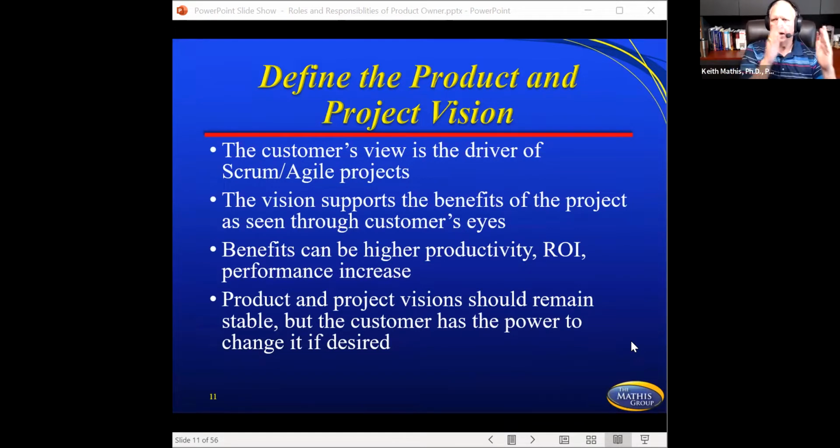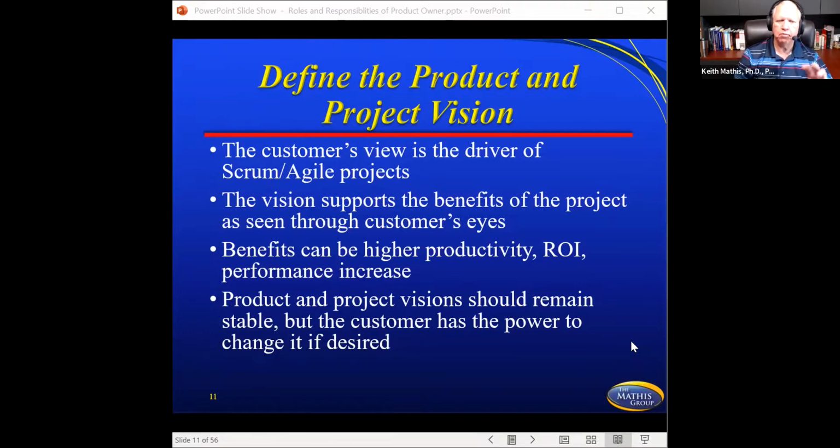On the waterfall side, the scope is set. So we set it in, we lock it in, and then we have change control to control that. And nothing wrong with either one of those. There's a place for both. But the vision supports the benefit for Agile, and the vision supports the benefit of the project as seen through the customer's eyes. And that customer is constantly trying to hit that moving target. That's the reason why it benefits them so much greater here.